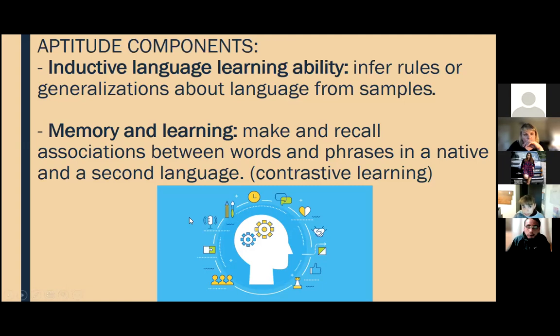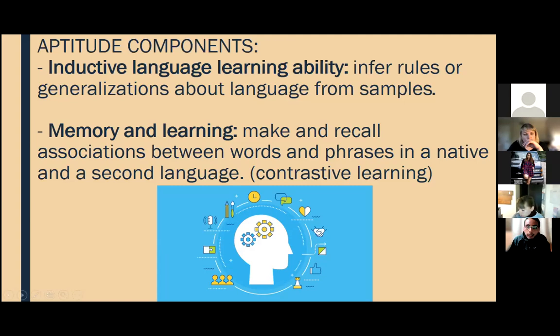Also, we have memory and learning. This means making and recalling associations between words or phrases in a native and a second language. It refers to the knowledge that we have in the first language being useful in the second language, and it helps to learn or improve the second language by making comparisons of meaning of sentences or functions. So this is a memory and learning ability related to aptitude.